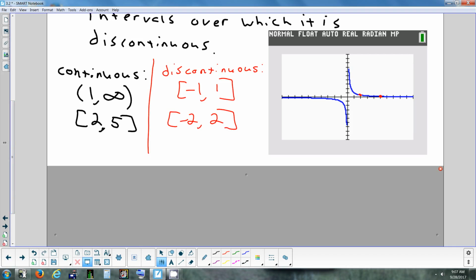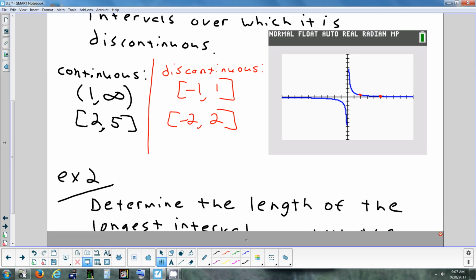What's the key? If you want to give me a discontinuous interval for this problem, what do you have to make sure happens? Yeah, negative and a positive. Right, you have to go through 0, because your graph is undefined at 0. So as long as you go through 0, like going from a negative to a positive, it's going to be discontinuous in this particular one. Okay.